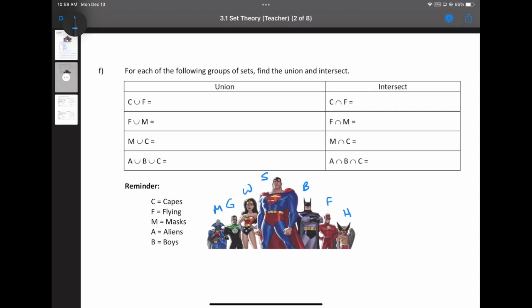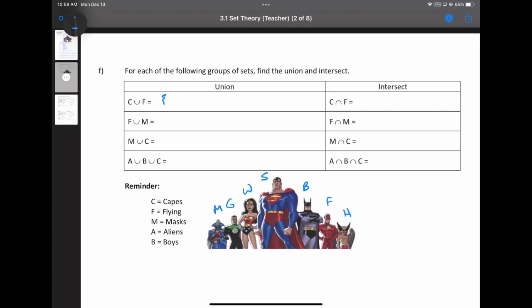So now I could try to go back up to the actual set that I listed, but I'm just going to use the picture and logic my way through these. So what I mean by that is, which of these characters meet the criteria of having a cape or being able to fly, or possibly both? As long as they meet one criteria, they're in.